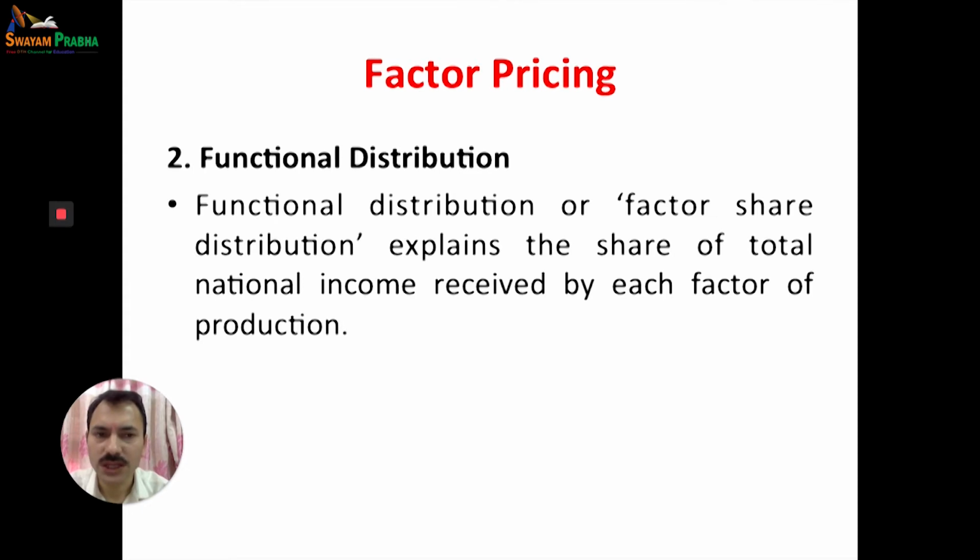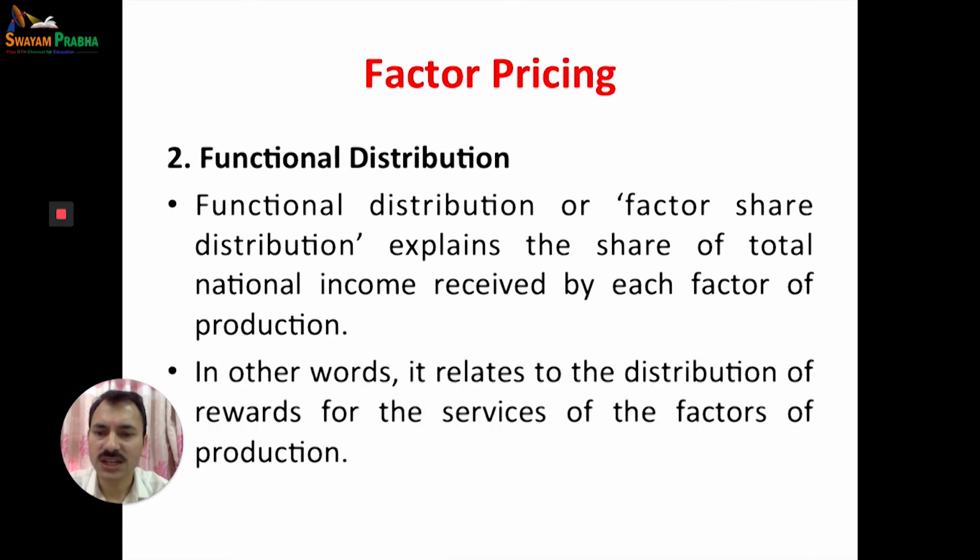Whereas the functional distribution, also known as the factor share distribution, explains the share of total national income received by each factor of production. How they received the national income, the share of national income, is called functional distribution. In simple words, it relates to the distribution of rewards for the services of the factors of production. The reward which we pay for the services like the use of land, labor, capital, entrepreneurs. The rewards which are distributed among these four factors of production are called functional distribution.